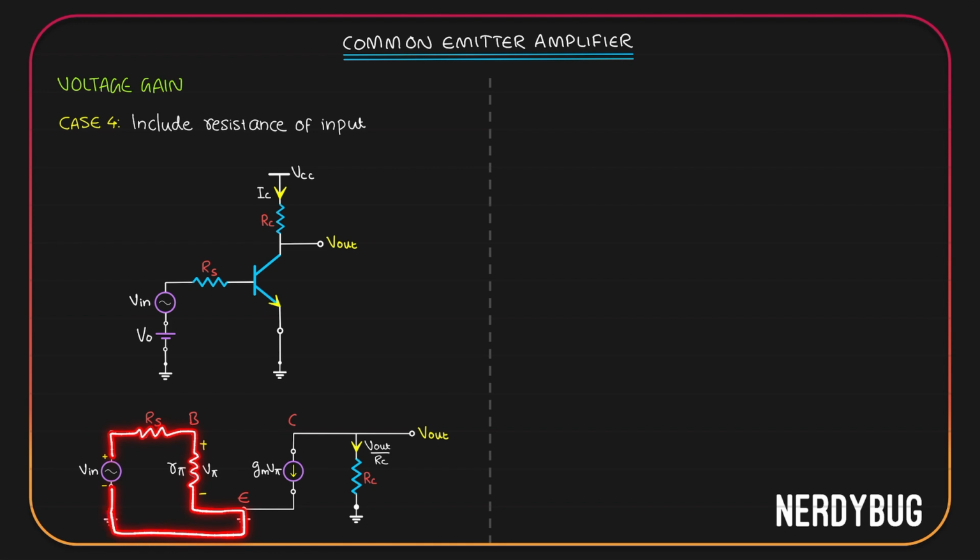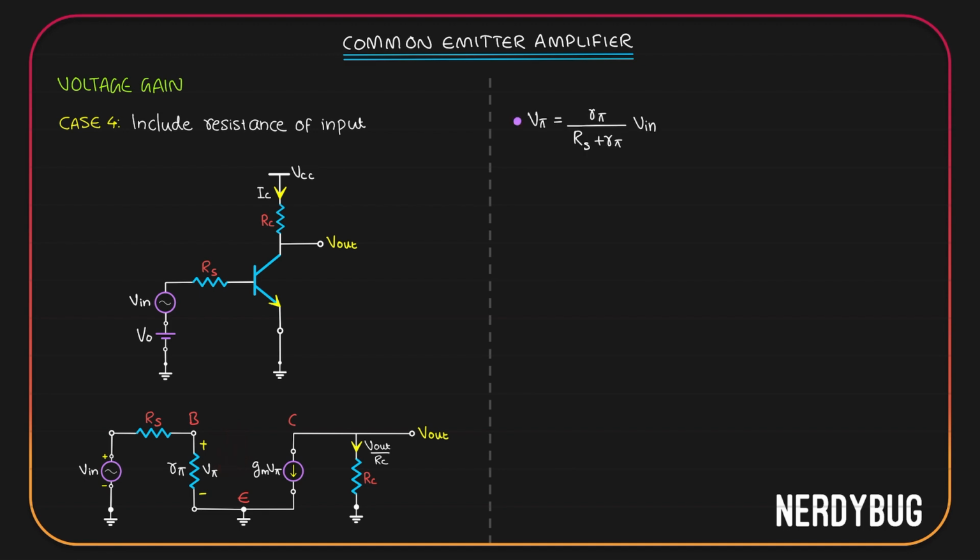So technically we have a loop here. We can call it the input loop. The input voltage will be divided between Rs and R pi. V pi is going to be V input divided by Rs plus R pi, multiplied by R pi, using voltage division. Let us write it down.